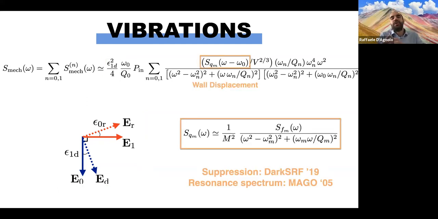And finally, you have the spectrum of these vibrations. And this was also measured by Mago in the frequency range that we care about. But we complemented this information with the attenuation of vibration that Dark SRF was able to achieve a couple of years ago. So essentially, we're taking the shape from Mago, which includes ambient noise, including from the cooling system, et cetera, and we're taking the normalization from what Dark SRF could do.